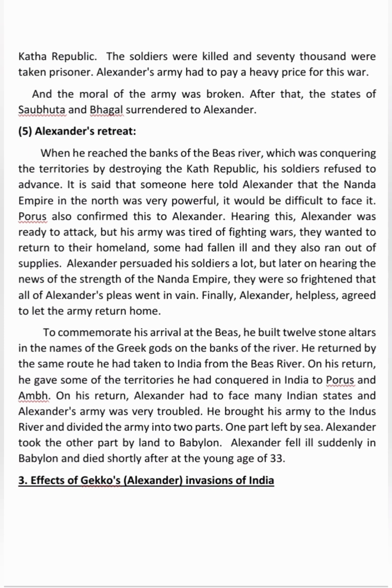To commemorate his arrival at the bank, he built 12 stone altars in the names of the Greek gods on the banks of the river. He returned by the same route he had taken to India from the Bias River. On his return, he gave some of the territories he had conquered in India to Porus and Ambi. On his return, Alexander had to pass many Indian states, and Alexander's army was very troubled.